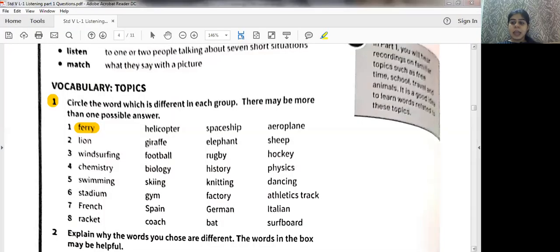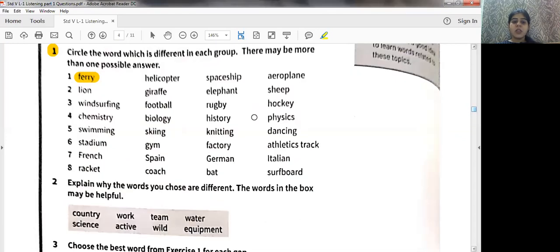Yes. So let us see next. Next is lion, giraffe, elephant, and sheep. So which is the odd man out, students, over here? It is sheep. Why? Because all other three animals are wild animals and sheep is not a wild animal.